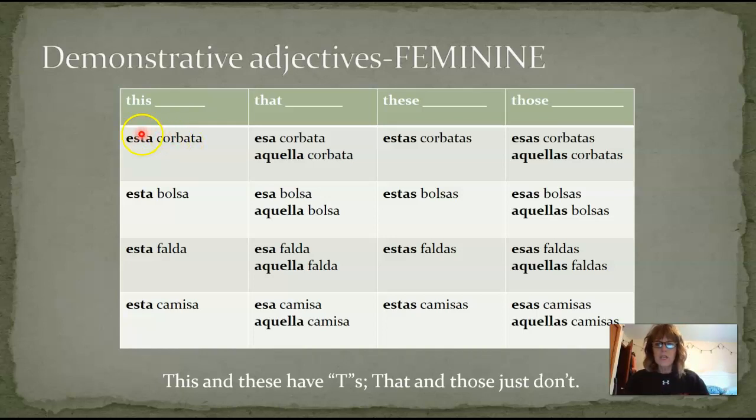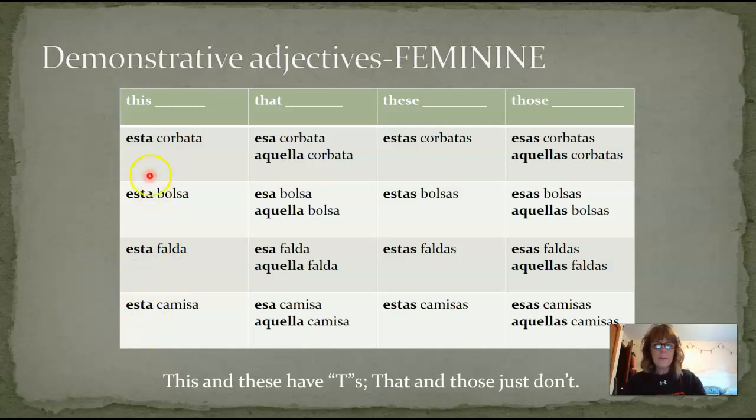So here we have this corbata, this tie right here, esta corbata. Now let me make sure that you see the difference between esta and está. Como está tu madre? With the accent mark, it's not that word. It's not pronounced está, it's pronounced esta. Repitan, esta. Let's say these four phrases. Esta corbata, repitan. Esta bolsa. Esta falda y esta camisa.